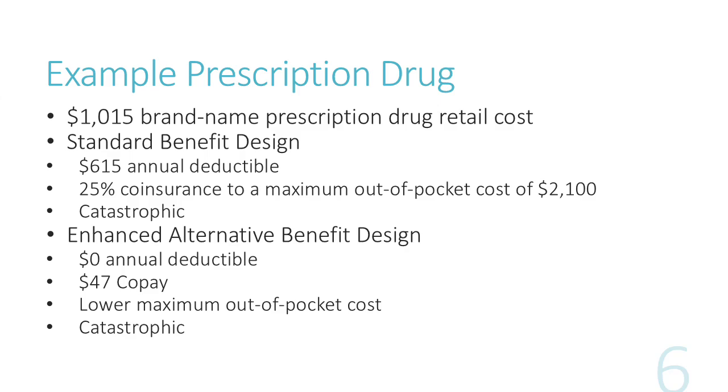So, let's look at one example. Here we have a brand name prescription drug that has a retail cost of $1,015 per month. Using the standard benefit design, all three cost-sharing phases are applied to all drugs on the plan. However, the individual has enrolled in a plan that uses an enhanced alternative benefit design. This plan has no annual deductible for all drugs on the plan, and for this specific drug, a $47 copay per month. This results in a lower maximum out-of-pocket cost, which means it reaches the catastrophic phase sooner.